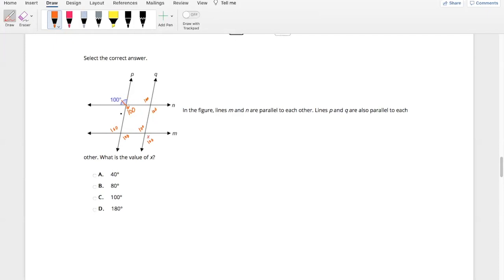And then all the rest of them have to be 80, because to go around, that piece there would have to be 80 degrees. That's a little bit extra. It was only asking really what's the value of x, and that would be 100.